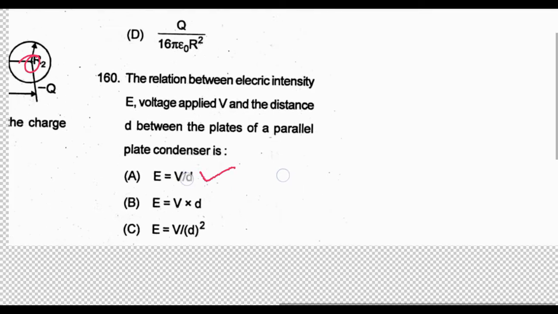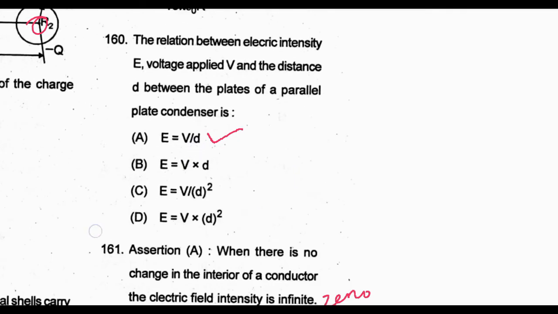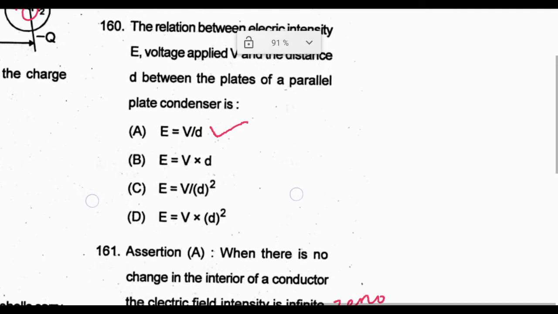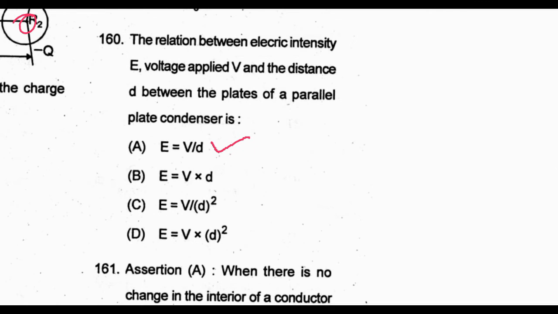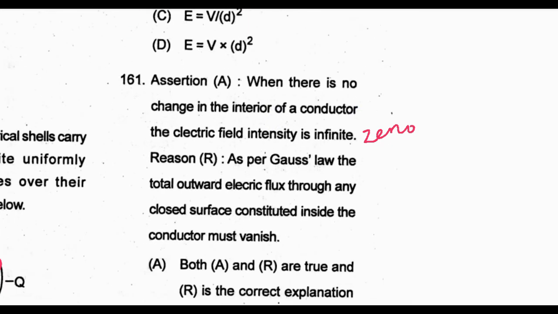Next, question number 160. In this question what is given? The relation between electric intensity E, voltage applied V and the distance D between the plates of a parallel plate capacitor or condenser is, E is equal to V by D. E is equal to V by D. You can also use the dimension or the unit convention to find out the result. Next question.